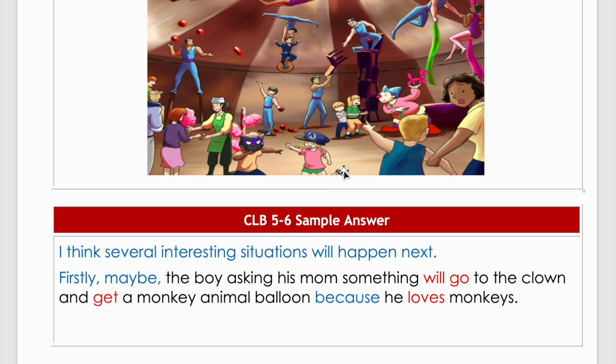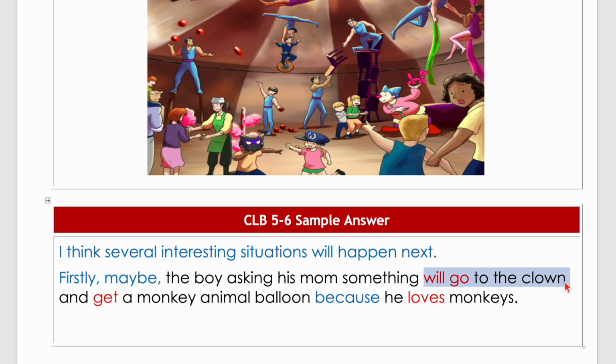And if we want to say this girl, we can say the girl wearing a blue cap or a blue police officer hat. Maybe it looks like that. So that's one way that is very good for you to describe which people you are talking about. Okay? So the boy asking his mom something. We know it's this boy. Next, we'll go to the clown.